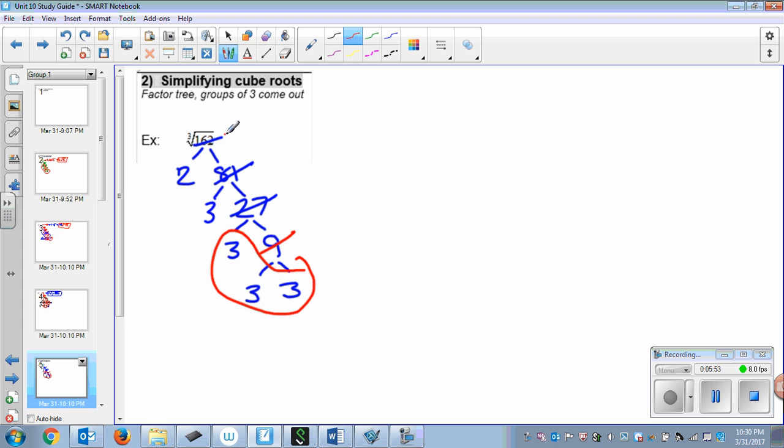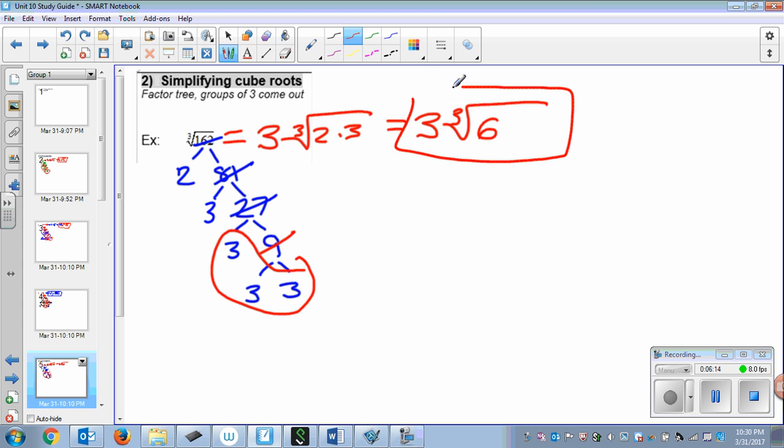So I have one group of 3 coming out, and on the inside, I have a 2 and a 3 left over. So my answer is going to be 3 times the cube root, don't forget to make a 3 there, of 6. And again, you should check this on your calculator as well to make sure.